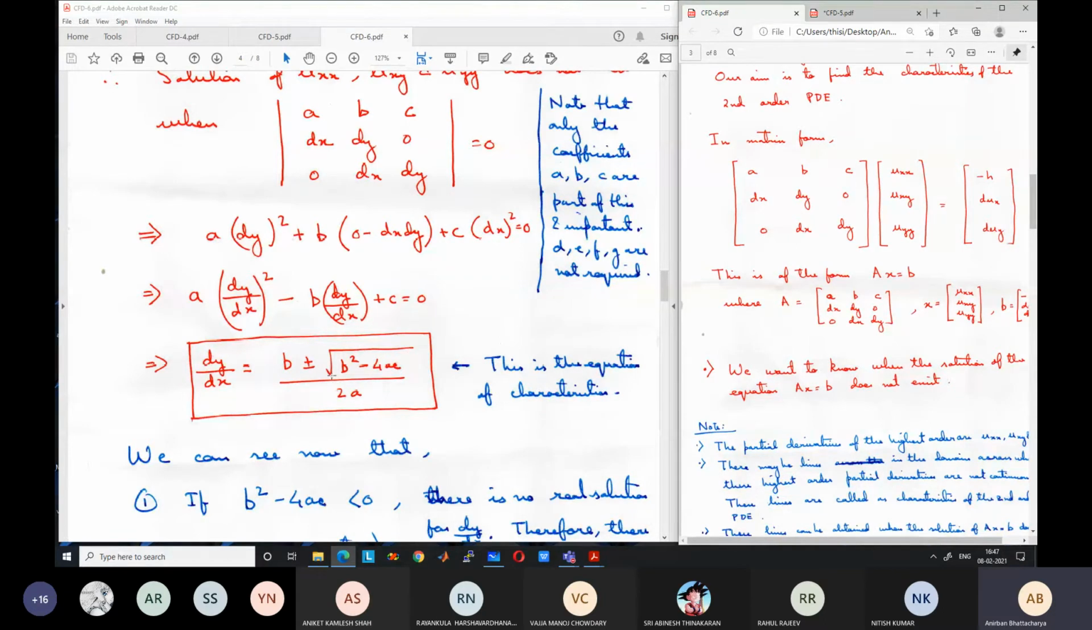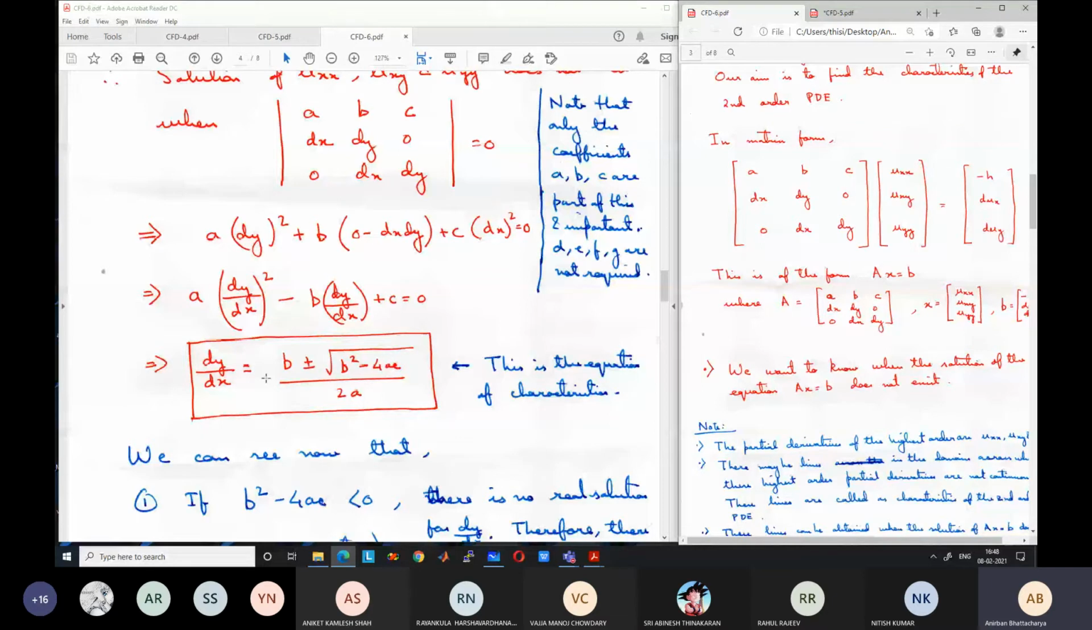So this equation is known as the equation of characteristic. This equation gives us the equation of the characteristic. This is the equation of a line, where dy/dx is the slope of a line. If you integrate, you will get the equation of a line: y is equal to some constant into x plus some other constant. So if you integrate, you will get y is equal to this entire thing into x plus some constant.